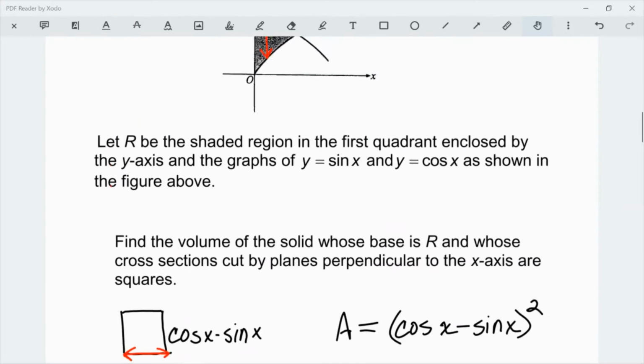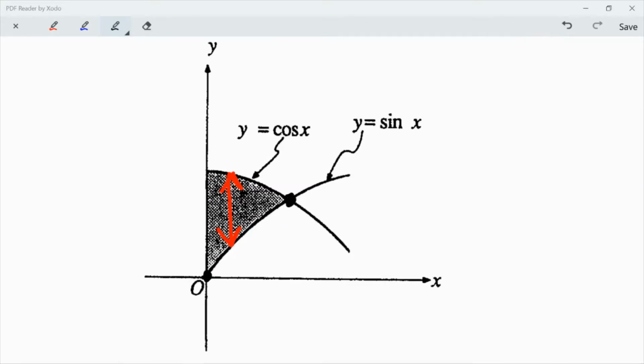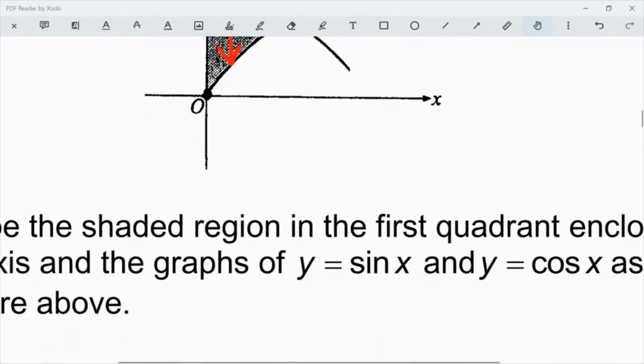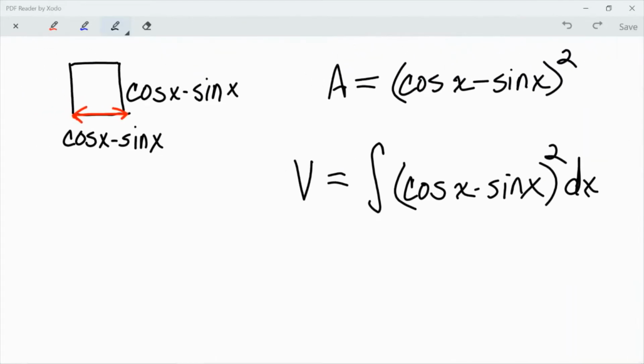And now I just need limits of integration. So for the limits of integration, go back up to this figure that they gave you. Notice we're starting obviously at x is equal to 0 here. Then we have to find this intersection point. Well, cosine x and sine x, if you set those equal to each other, they have the same value at pi over 4. So just using some unit circle values there. So I know this integral is going to go from 0 to pi over 4. Okay, so there's my setup.